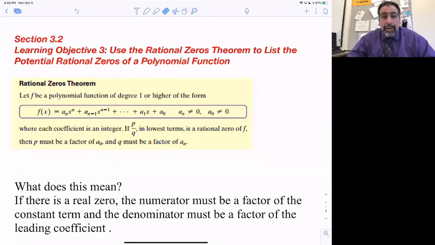Hello, Math 150. We're looking at section 3.2, and we're going to be doing learning objectives 3 and 4 in this section. The first one is to use the rational zeros theorem to list the potential rational zeros, okay?